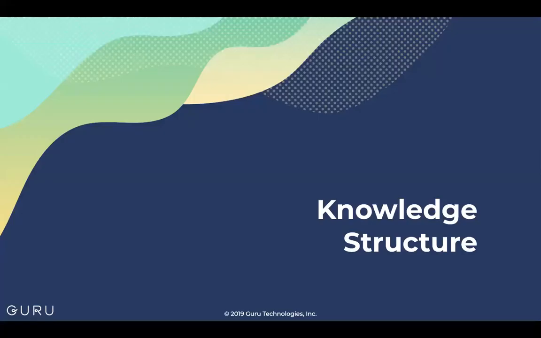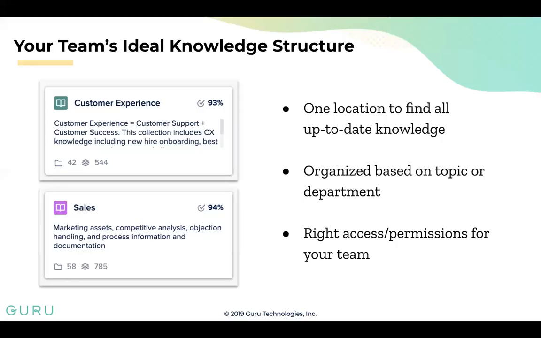First, let's talk about knowledge structure. After working with a lot of different teams, we found that these three elements are helpful to keep in mind when thinking about your knowledge base. You want one location to find all up-to-date knowledge. You want it organized based on topic or department. And you want to be able to provide the right access and the right permissions for your team so that people only see what they need. Otherwise, there's going to be a lot of noise and they won't be able to get just what they want.